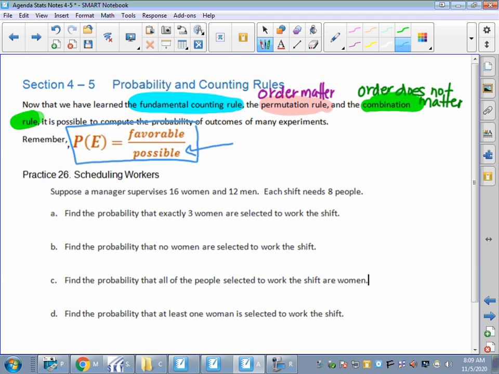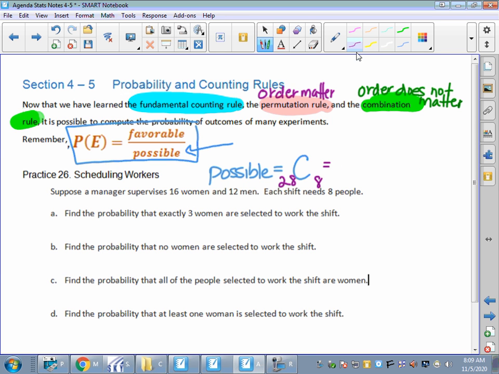Does it matter in which order those 8 people are scheduled to work a shift? It really doesn't, right? They're just going to show up and work. So this is going to be a combination. So our possible is going to be a combination. How many people do I have to choose from? I have 28 people, right? Don't forget, we have to put those together. So I have 28 people to choose from, and I'm choosing 8 to work that shift. So my possible for every denominator is going to be the answer to 28 combination 8.